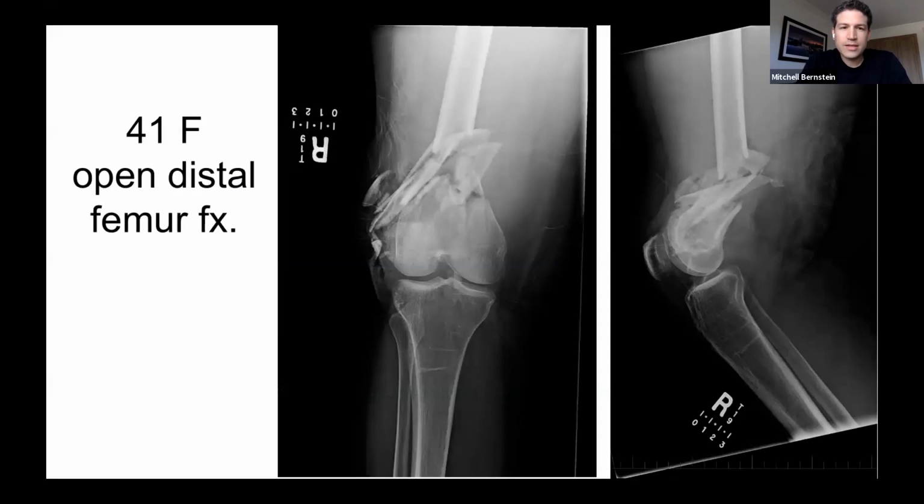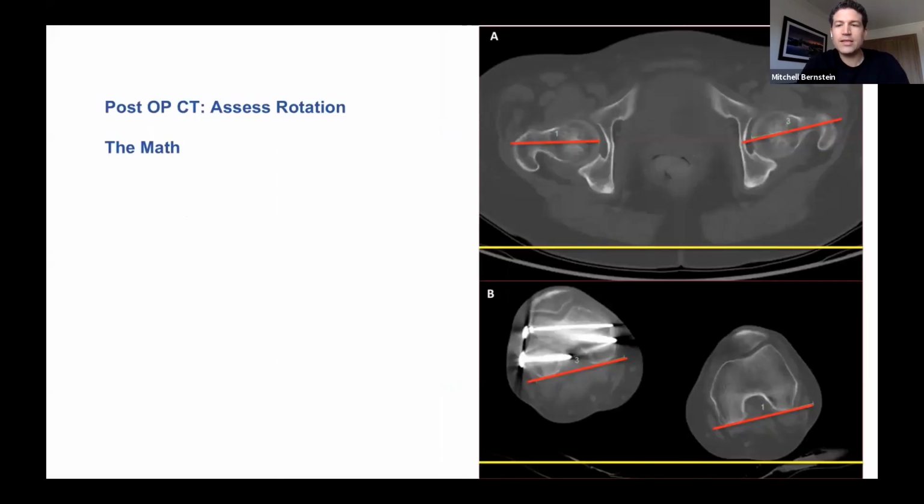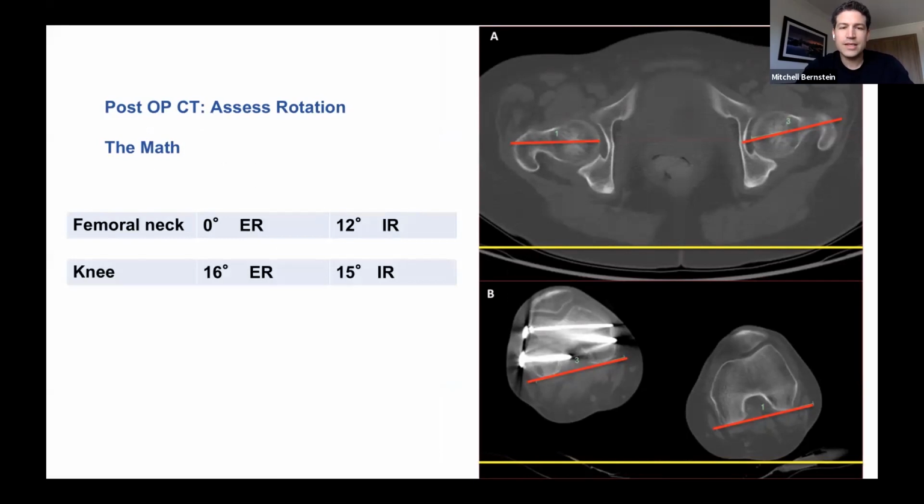So here's a clinical example. This is a 41-year-old who had an open distal femur fracture, 13 centimeters of bone loss. Not too exciting. But for me, I'm pretty sure that I did not get the axial rotation correct. So what I did is I ordered a CT scan after the case. Okay, so again, in this case, the femoral neck cut is 0 on the right side. The distal femur is 16 degrees externally rotated.